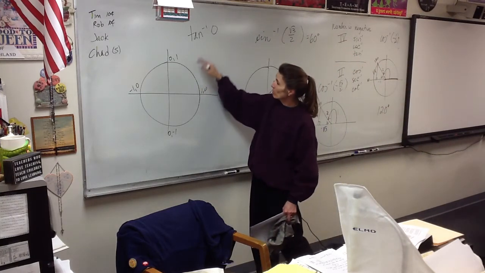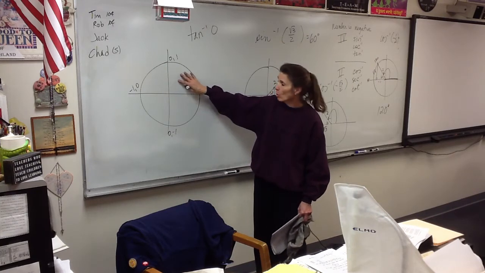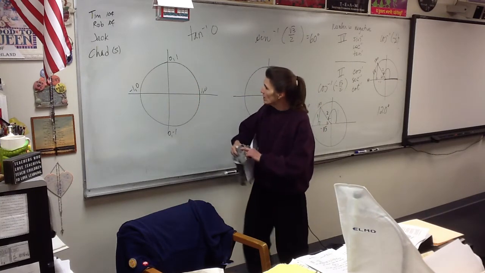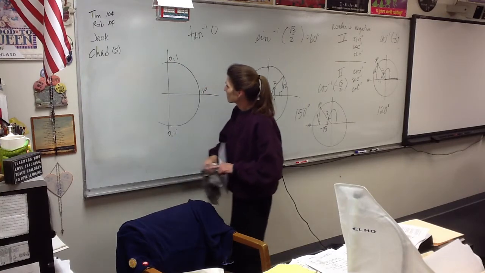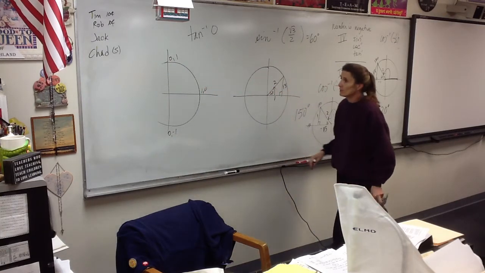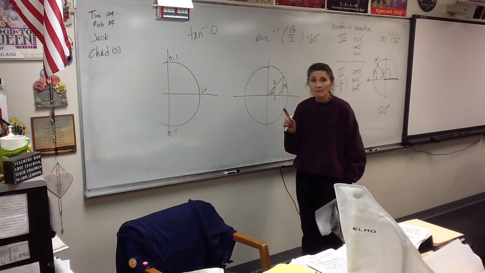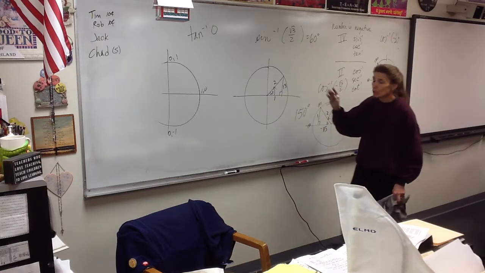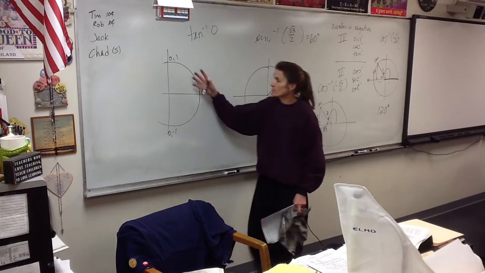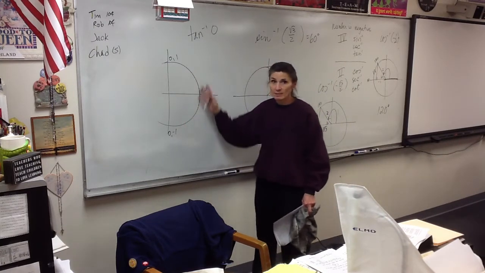So for tangent problems, we're always looking either in quadrant 1 or quadrant 4, which means I can kind of ignore this side of the picture. Remember, you always look in quadrant 1 if it's positive, and then you look in quadrant 4 if it's negative. So all your inverse tangent problems are going to be looked at in these two quadrants.